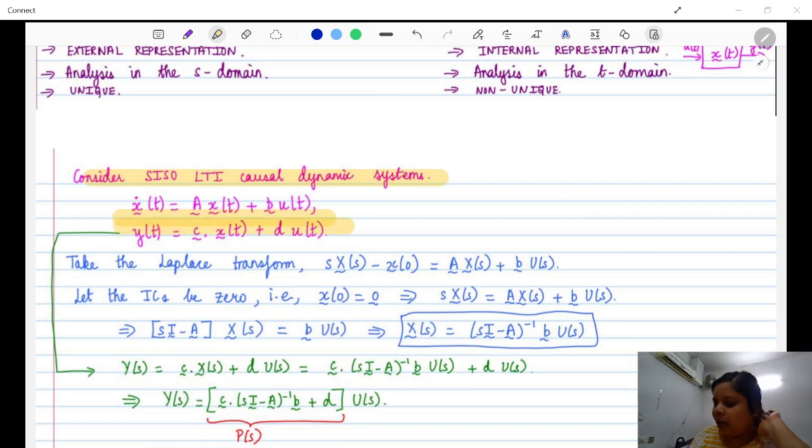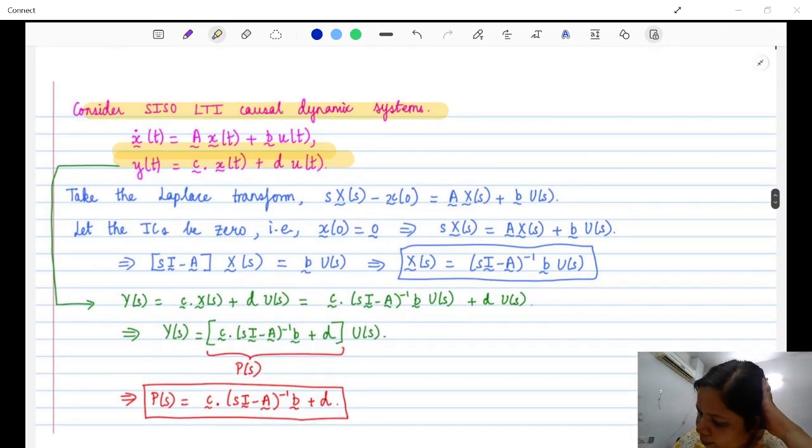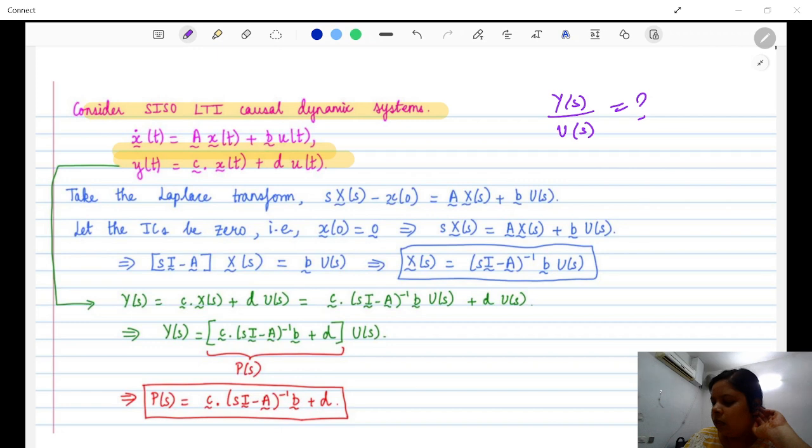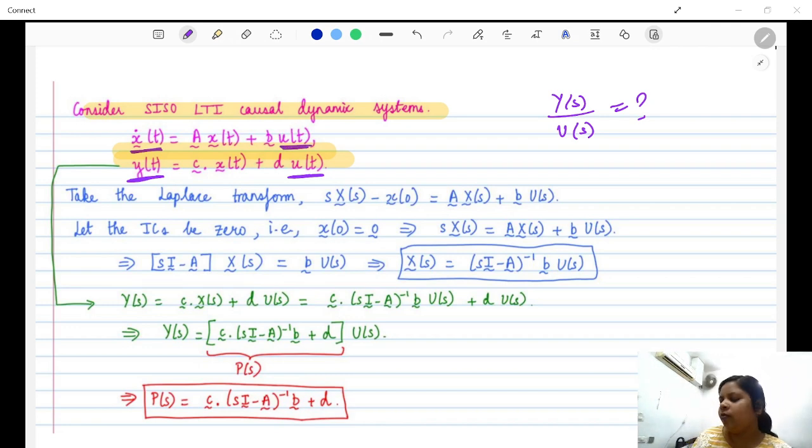If we want to find out some relation between Y(s) upon U(s), how will we be able to do it? So you see here Y(s) is related to X(s) in the Laplace domain. Here X(s) is related to U(s). Now X(s) is also present here with Y(s). So definitely solving these both equations will give me some relation between Y(s) and U(s). So that is what is taught here.